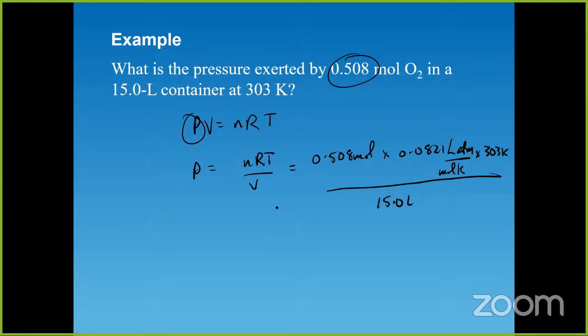So that's the setup, and of course, you'll notice that the mole units will cancel out, the Kelvin will cancel out, the liter units will cancel out, so the final unit you're going to end up with is atmospheres. So let's do the number crunching: 0.508 times 0.0821 times 303 divided by 15. According to my calculation, and again, please let me know if I'm on the wrong path, I got 0.842 atmospheres, all right?